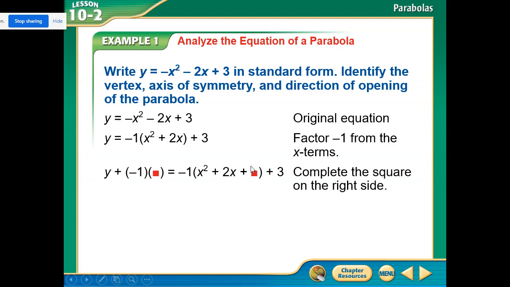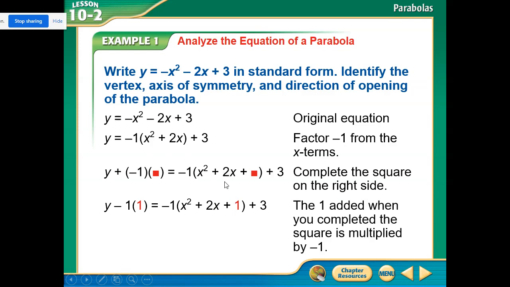Because when I add, say, 4 here, I'm really not adding 4, I'm adding 4 times -1. So make sure that you have that so that you can go ahead and add the correct value to balance it out. So we divide this by 2 and square it. Divided by 2 is 1, squared is 1. So that value is 1. So we put a 1 in both spots. So this is now negative 1 times 1.